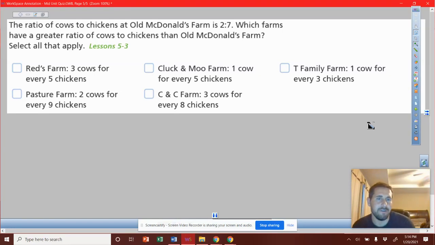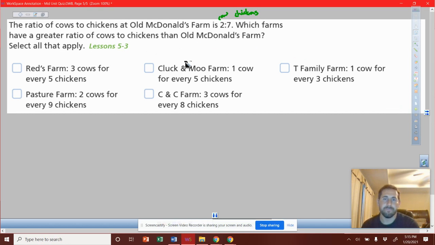Sorry, the ratio of cows to chickens at McDonald's farm is 2 cows to 7 chickens. So I'm just writing those words in that they gave me. They said cows to chickens, so that means cows first, chickens next. Which farms have a greater ratio of cows to chickens than Old McDonald's farm?